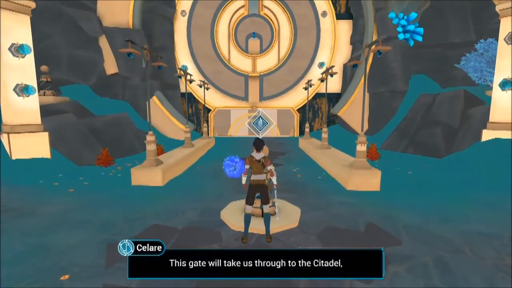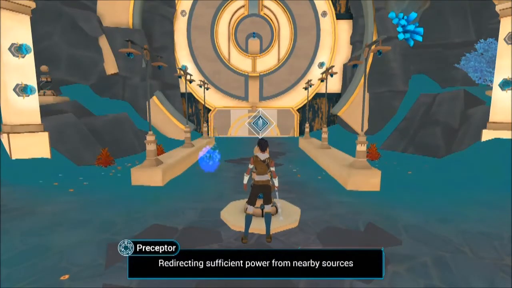Will take us through to the citadel, but we'll need to get it enough power first. Redirecting sufficient power from nearby sources will permit the functioning of this gate, enabling access to Eosos.